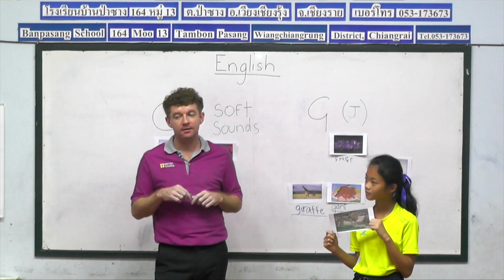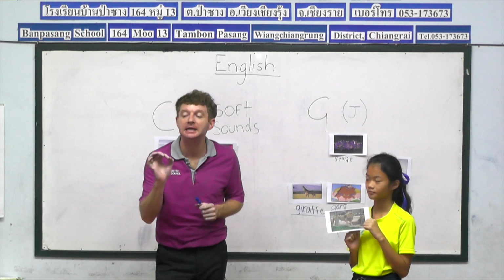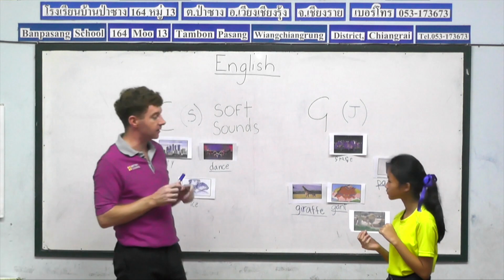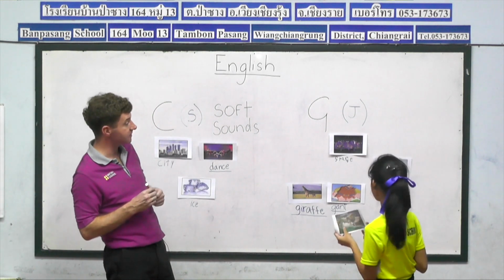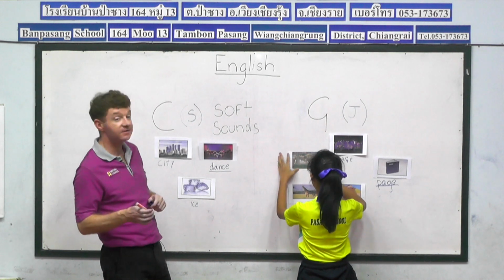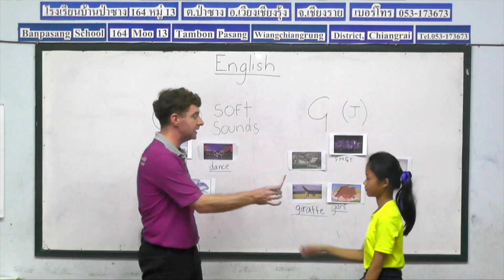Not C. G sound. Cage. Soft G sound sounds like J. So Dan, can we place it in this side of the board? Excellent. And then let's help Dan to spell the word cage.